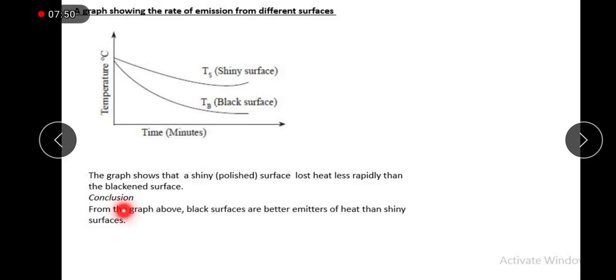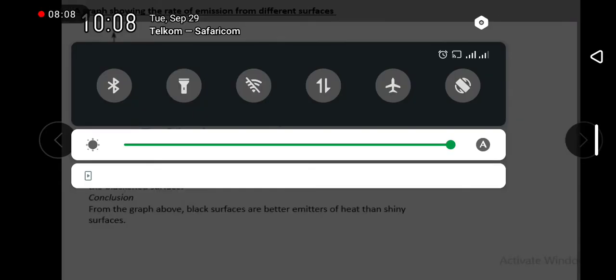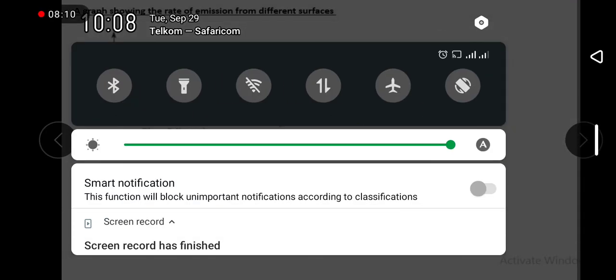Conclusion: from the graph above, black surfaces are better emitters of heat than shiny surfaces. Now hope you have understood that. If you have any question, let me know so that I can clarify it.